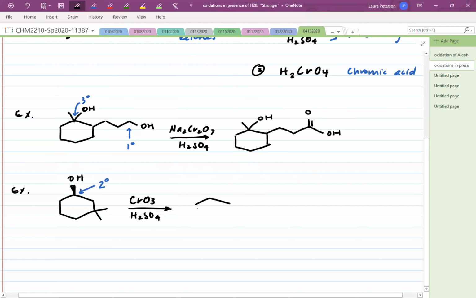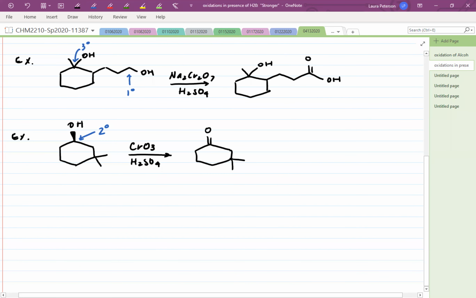And I just wanted to point out here, notice how we're getting rid of a chiral center. We're going from an sp3 to an sp2 hybridized carbon. And so we're actually eliminating some complexity in terms of stereochemistry. And so again, secondary alcohols, regardless of the oxidation conditions that we're going to learn, are going to give us ketones.